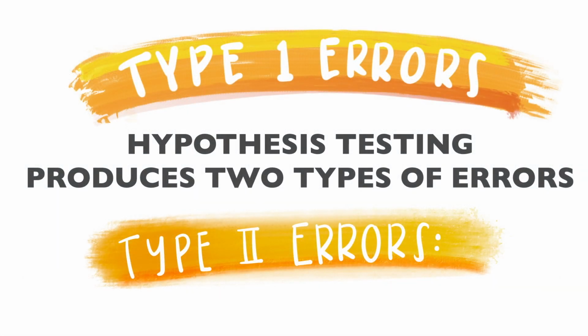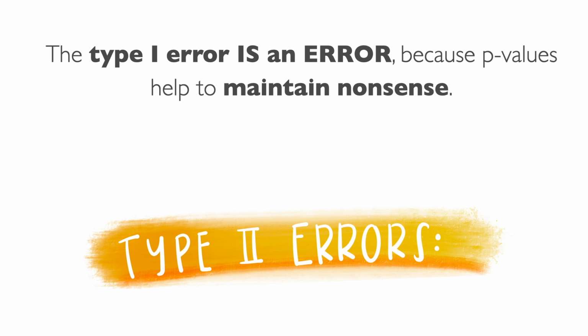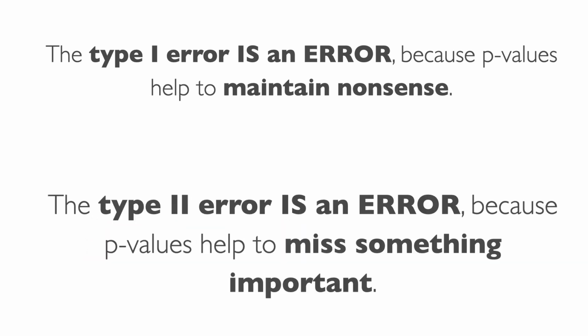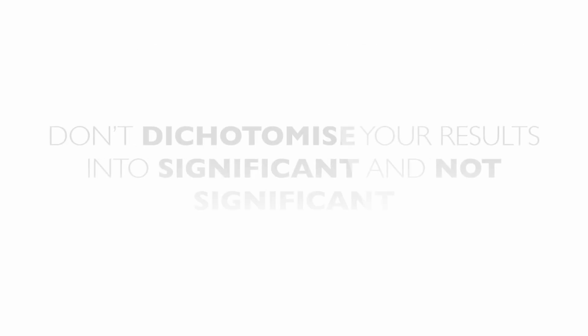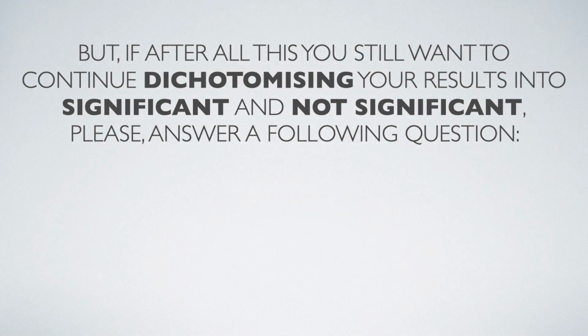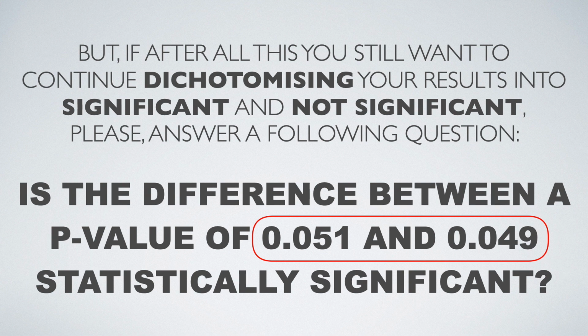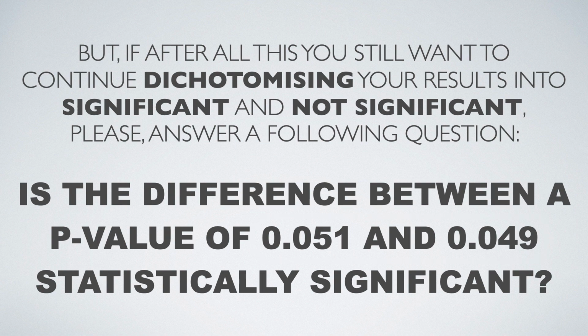So now we know that hypothesis testing can produce two types of mistakes. The type 1 error is an error because p-values help to maintain nonsense, while the type 2 error is an error because p-values help to miss something important. Therefore, we should stop dichotomizing our results into significant and not significant. But if after all this you still want to continue dichotomizing your result into significant and not significant, please answer the following question. Is the difference between a p-value of 0.051 and 0.049 statistically significant? The answer is a clear no.